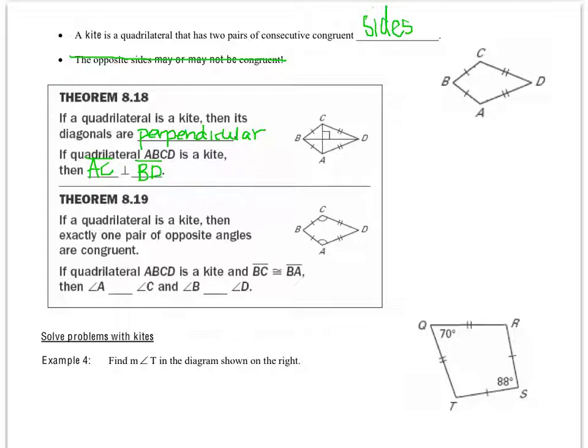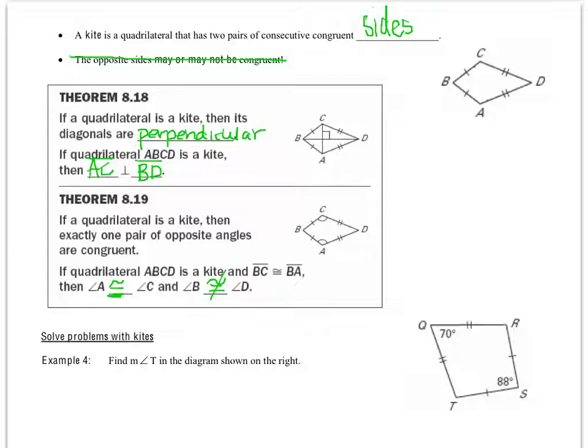For theorem 8.19, it says if a quadrilateral is a kite, then exactly one pair of opposite angles are congruent. So this is another thing to know. And the opposite angles that are going to be congruent, see this angle is between the two different side lengths. This angle is between the two different side lengths. And so these two are the angles that will be congruent. So here, angle A is congruent to angle C, but angle B is not going to be congruent to angle D.